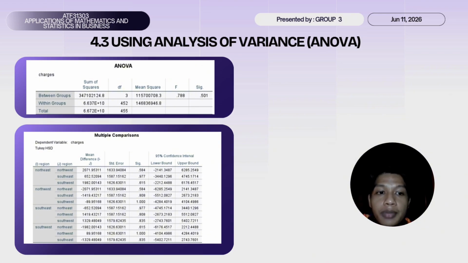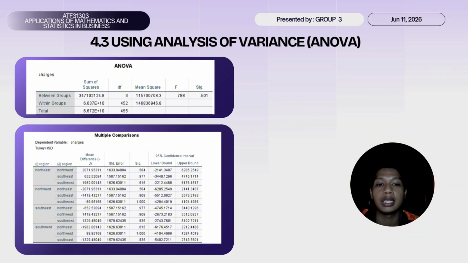The first assumption is that the data should be approximately normally distributed. Second, the variance among the groups should be relatively equal, which is known as the homogeneity of variance assumption. If the normality assumption is violated, a non-parametric alternative called the Kruskal-Wallis test can be used instead.